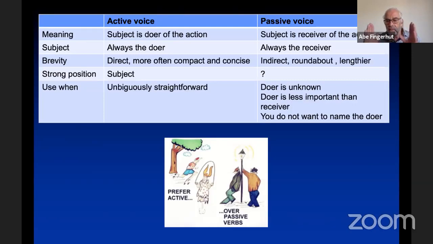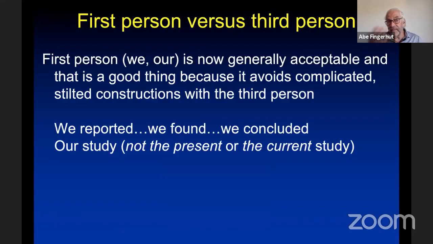The active voice makes sentences shorter. It also indicates the subject in a strong position. We know who is responsible for the action. It's straightforward. The passive voice is all the contrary. You may want to use the passive voice if you don't know or you're not sure, but still, as much as possible, prefer active verbs over passive verbs. The problem is that we have to use the first person. As I said, most of the journals today admit the first person.